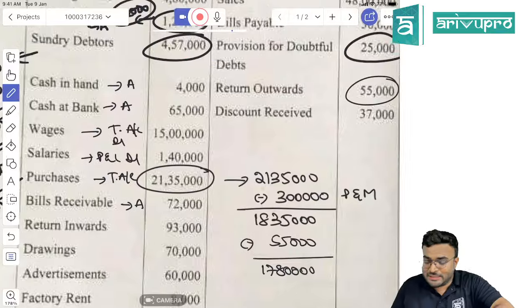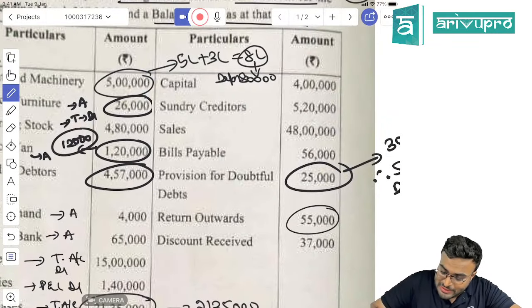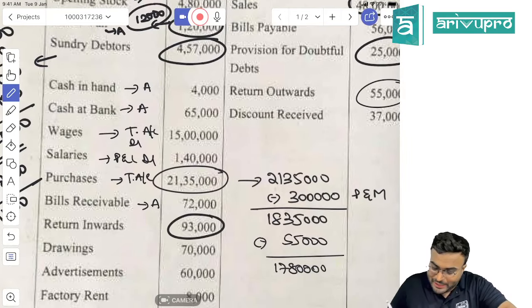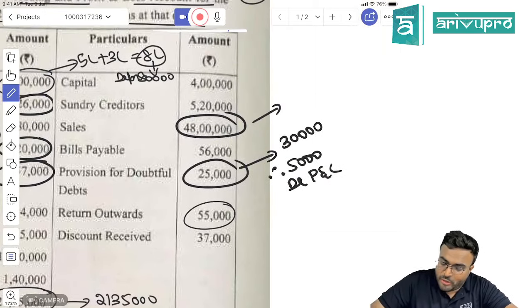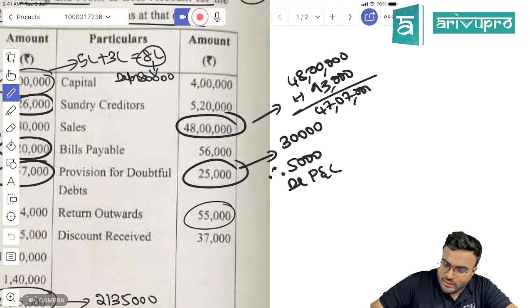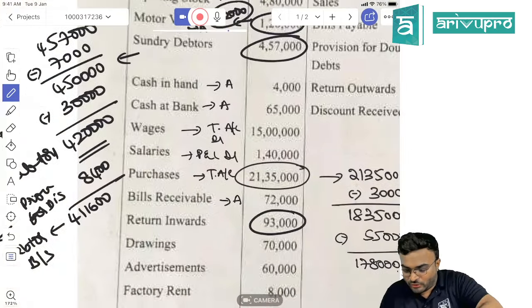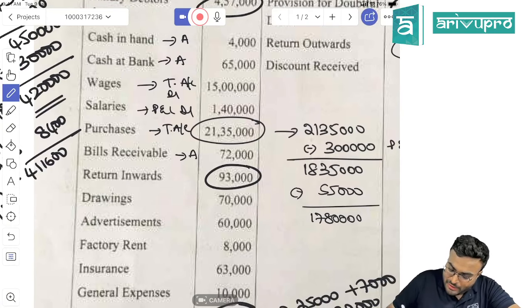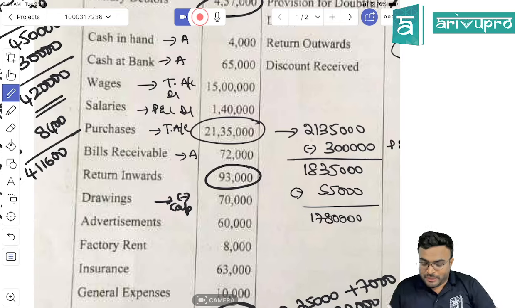Returns inward, sales return. So what happens when you have your sales over here, 48 lakhs, you have to subtract returns inwards. So this is going to be 48 lakhs minus 93,000. This will be 47 lakh 7,000. This will be your sales and this will be credited to trading account. Clear? Next, after that, what do you have? Bills receivable done. Drawings, you will subtract it from capital.